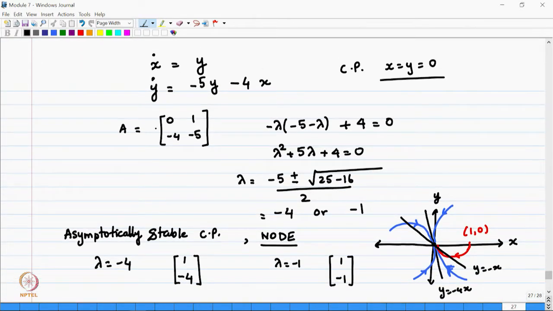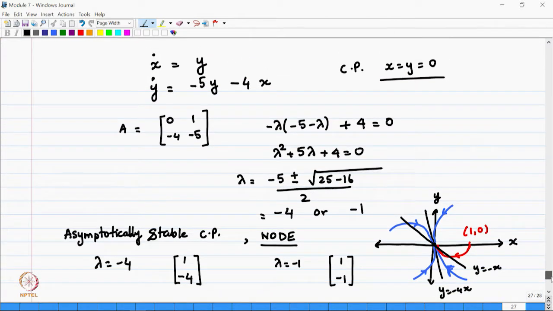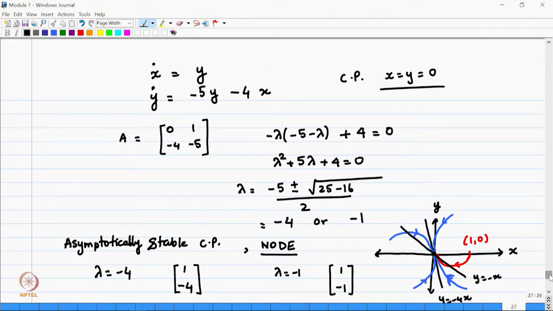So we can go ahead, we can write the matrix 0 1 minus 4 minus 5. We solve for the eigenvalues of this matrix, and you get the eigenvalues by this simple quadratic equation. You will get eigenvalues of minus 4 and minus 1. Now both the eigenvalues are real and both are negative, and they are not equal to each other. So that is an asymptotically stable critical point, and in fact it is a node.